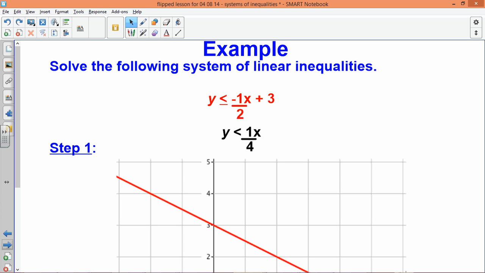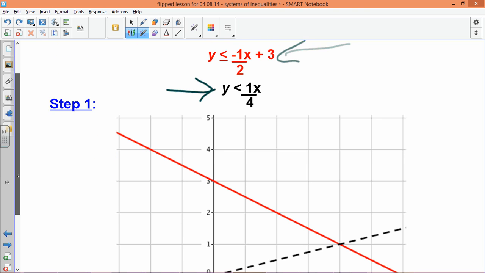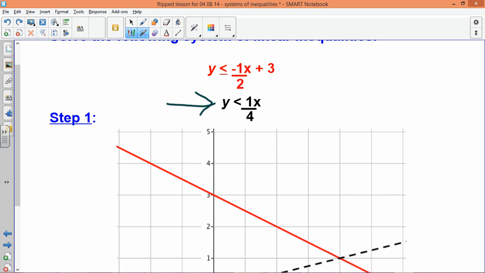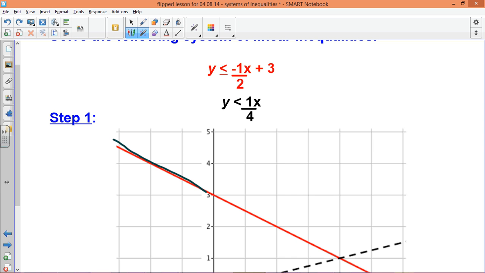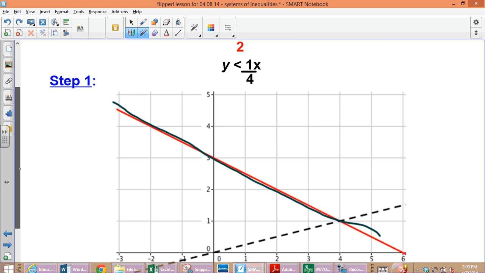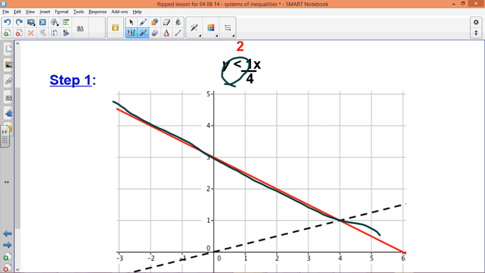So we want to solve the following system of linear inequalities. Okay, we've got this first equation in red, y is less than or equal to -1/2 x plus 3. And then the second equation in black, y is less than 1/4 x. Notice this less than or equal to tells us we're going to have a solid line, and what do you know? Our red line is solid. This less than tells us we're going to have a dashed line. What do you know? This black line is a dashed line.